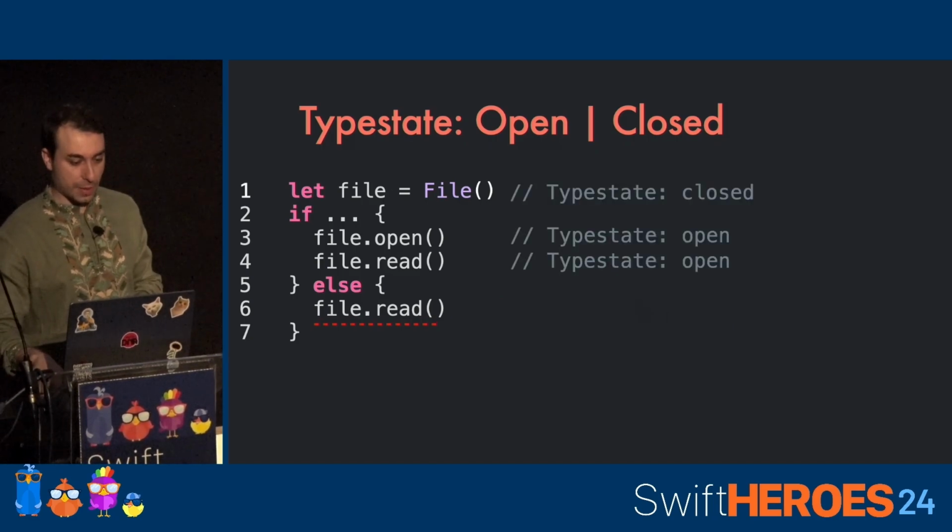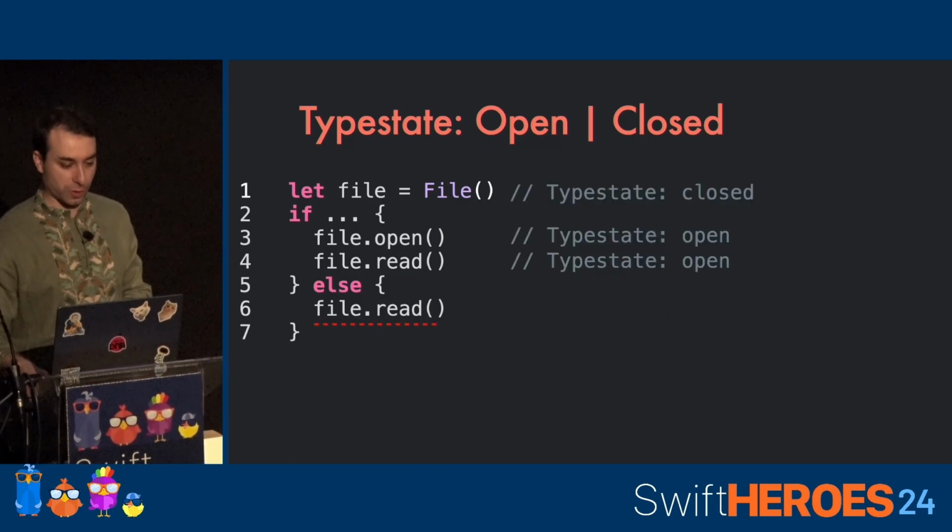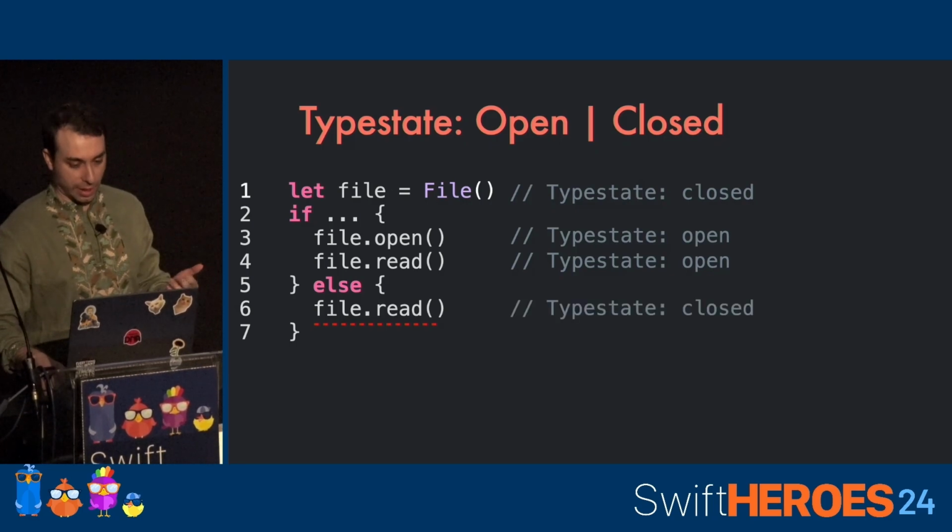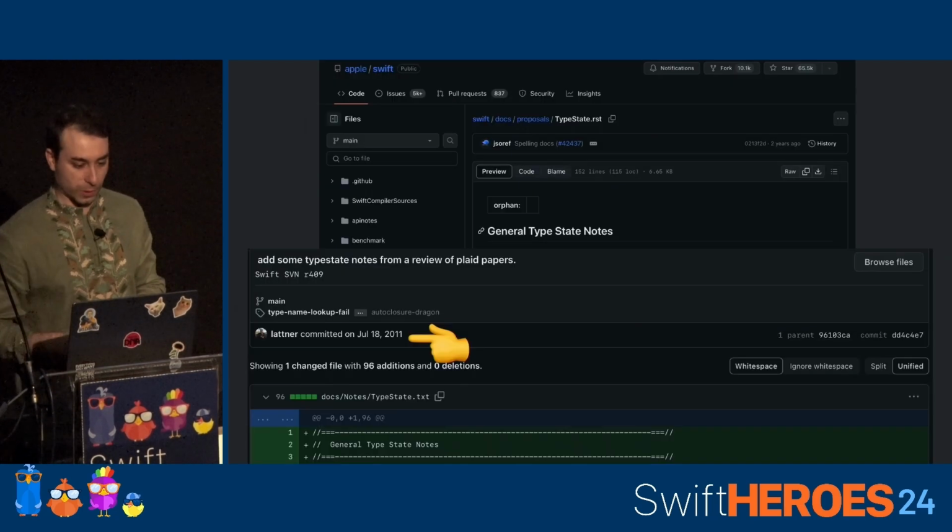And the type analysis would go like this. On the first line it's closed, then it's open, hence we can call read. On line 6 it's closed, hence we can't. So the idea is clear now. How to achieve this, we'll see.